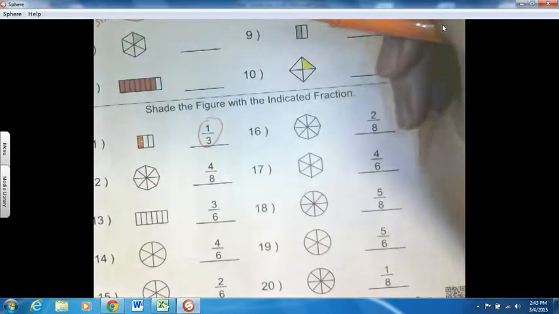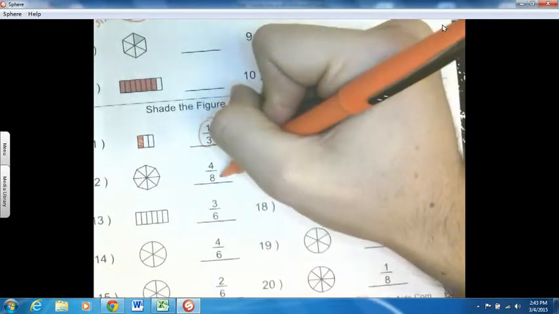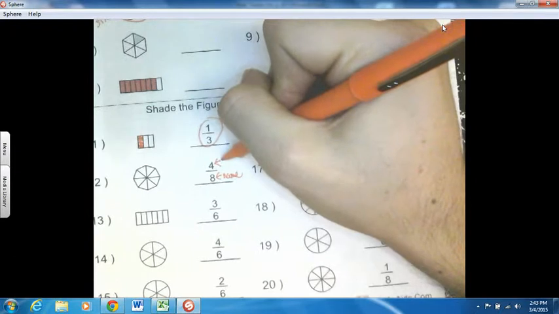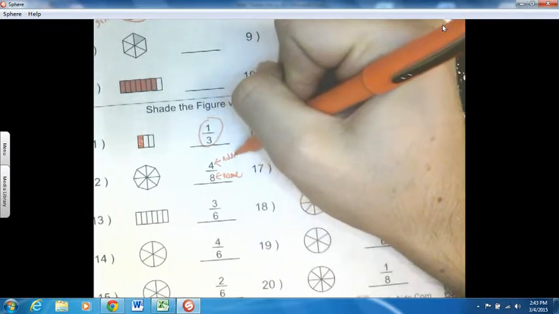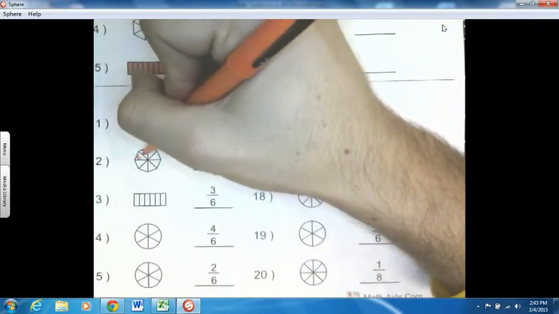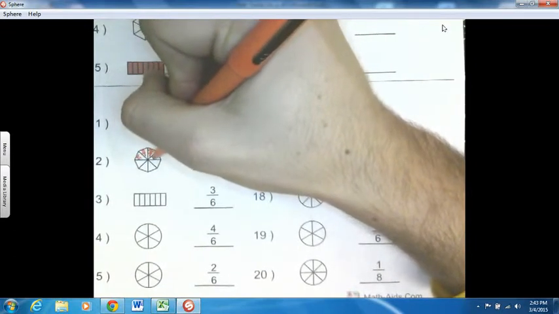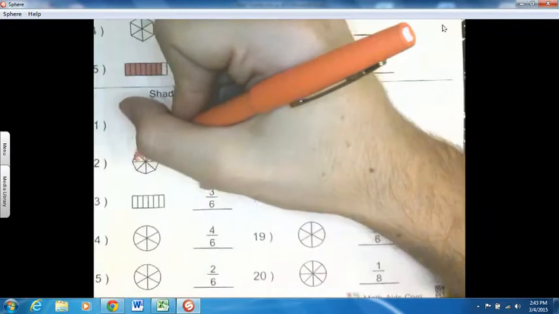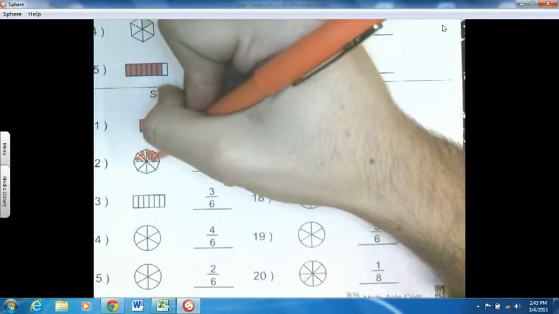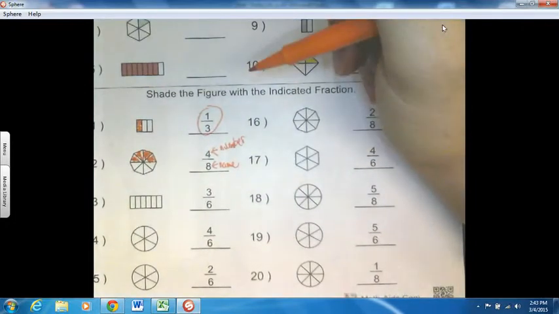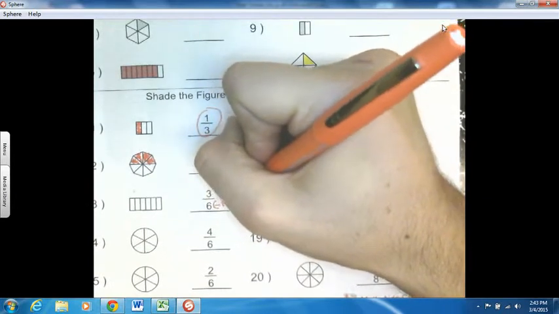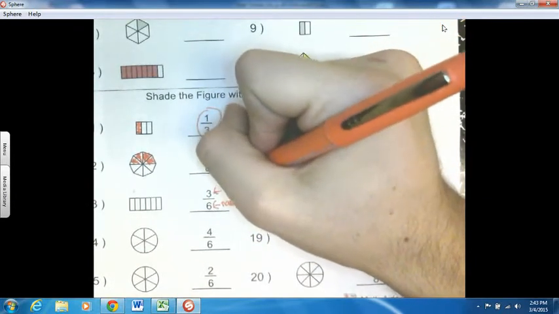This one is 4/8, so I know that there are 8 equal pieces because that's my name, those sizes. The pieces are eighths, and I know that I want to shade a number of 4. All right, so 1, 2, 3, 4. Right, and you can shade them right next to each other like I did, but I'll show you on the next one that they don't always have to be shaded right next to each other as long as you shade the right number. So the next one says 3/6, so I know my name is sixths. I need to shade 3 of those sixths.